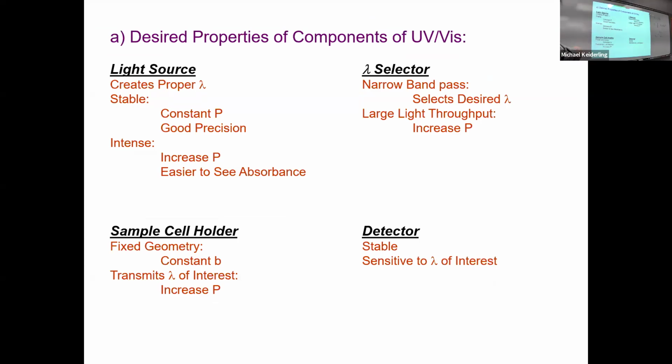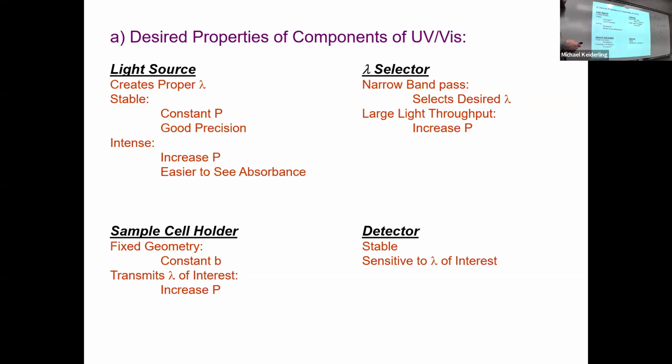So properties you want for your things. For the light source, you'd like to have a stable light source, so your P0 is constant. The output power of your light source doesn't change significantly over time, and it has good precision. You'd also like it to be intense, as bright as possible. Therefore, it's easier to see changes in absorbance. It's easier to see how much gets absorbed. So more intense is useful.